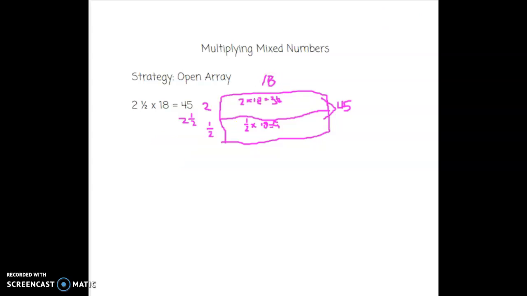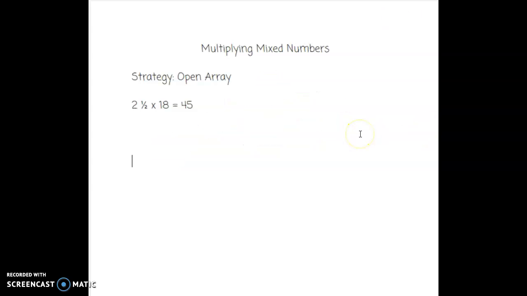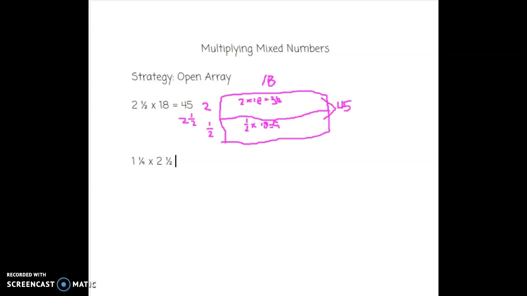So then what happens when you've got two mixed numbers times each other? Let's say we've got 1 1/4 times 2 1/2. We are going to use our open array to multiply these out. When it asks for a sketch, this is what it's going to look like. You're going to make your rectangle, and then you're going to put 1 1/4 on one side and 2 1/2 on the other.